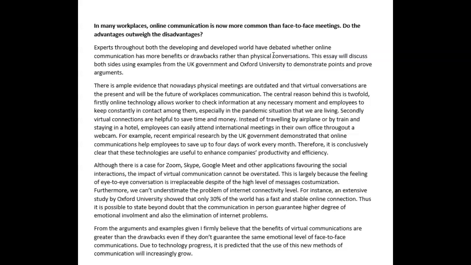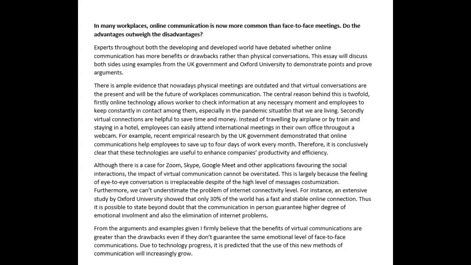Let's continue. There is ample evidence that nowadays physical meetings are outdated and that virtual conversations are the present and will be the future of workplace communication, no S. The central reason behind this is twofold. Firstly, online technology allows workers, S, to check information at any necessary moment, and the employees to constantly keep in contact without this, especially in the pandemic situation that we are living.